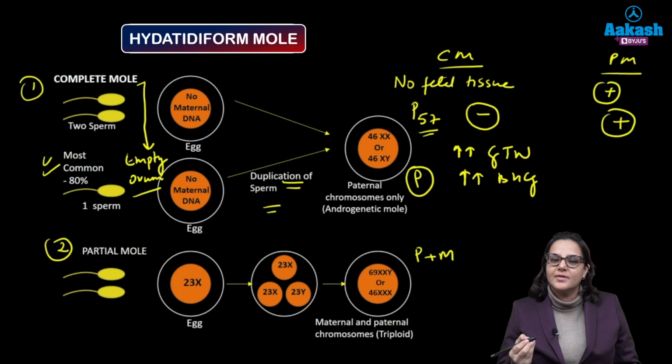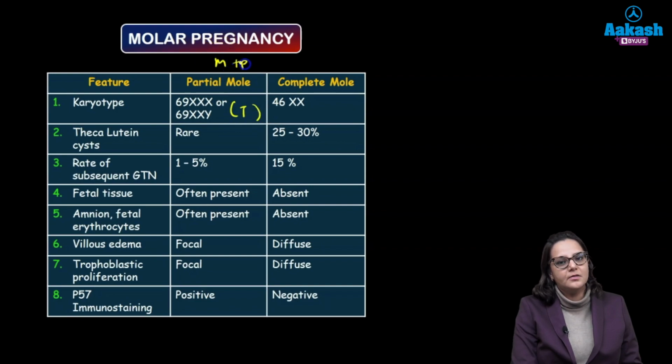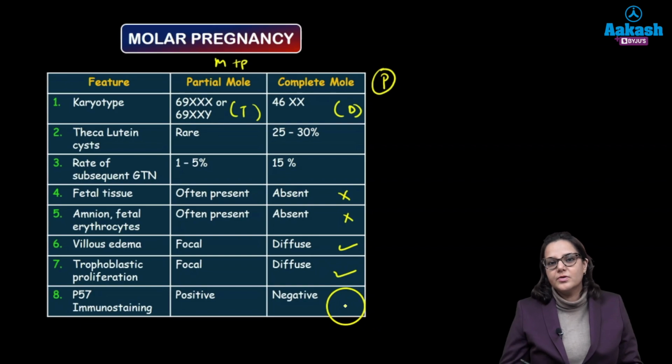Okay, so let's summarize the chart once again. Partial mole is triploid and it can be both maternal plus paternal. Complete mole is diploid and it is only of paternal origin. Since it is only of paternal origin, no fetal tissue is there, no amnion or fetal erythrocytes will be there. There will be diffuse proliferation of the trophoblast, so villous edema will be diffuse, and P57 immunostaining will be negative because there is no maternal part.